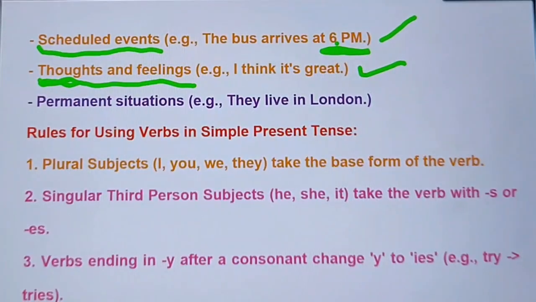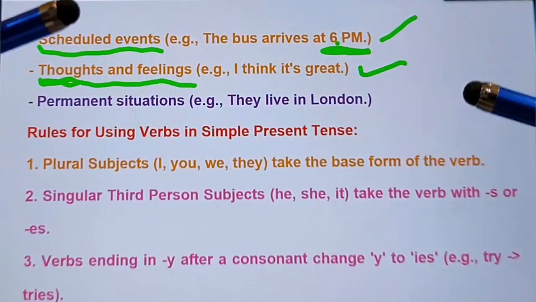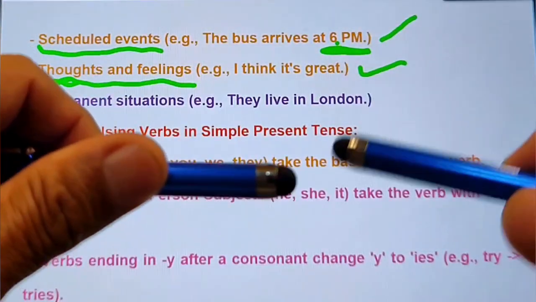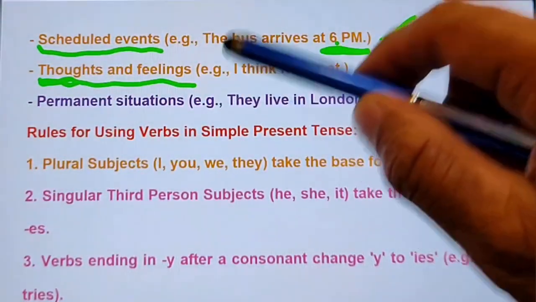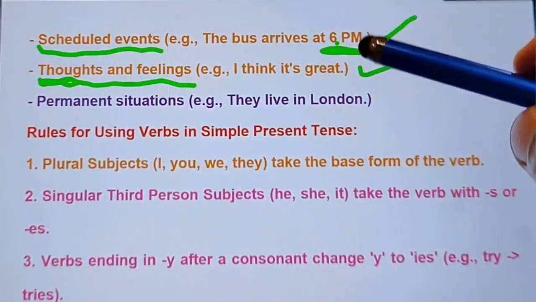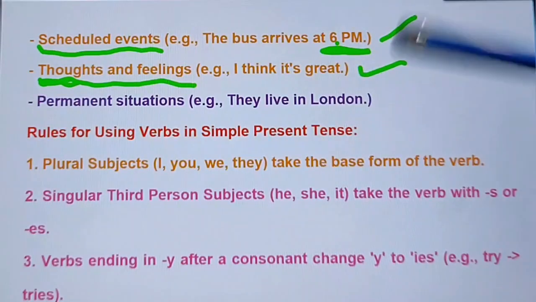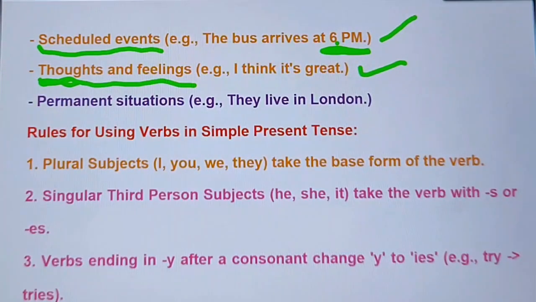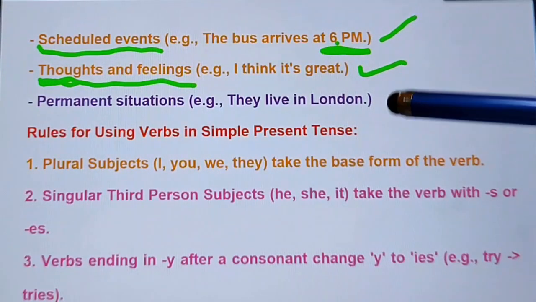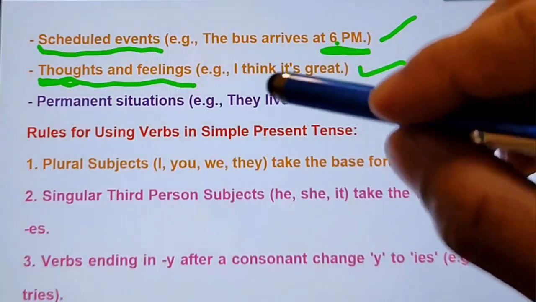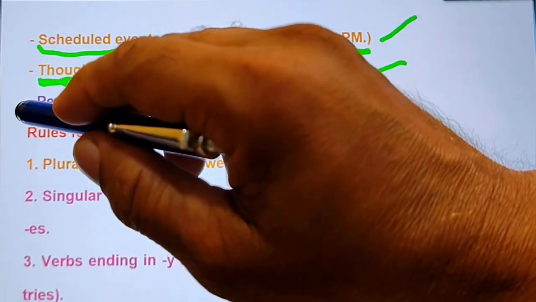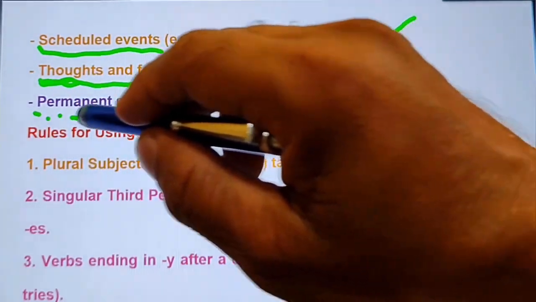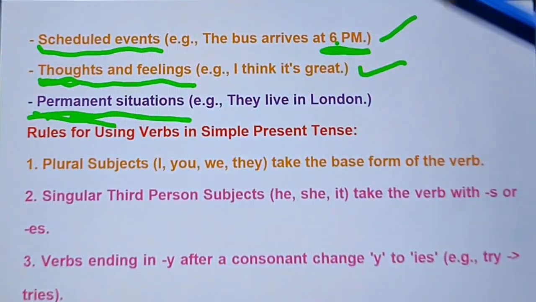So it's the thought or feeling about someone, what they describe about something. So I think it's great. This describes a thought or feeling. We use simple present tense here. And next, we use simple present tense for permanent situations. For permanent situations we use simple present tense.